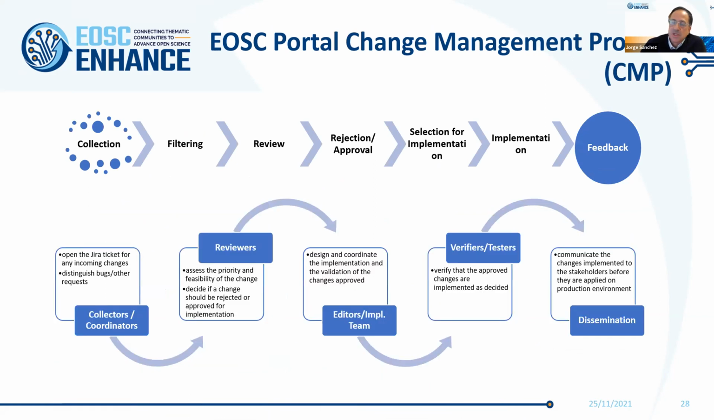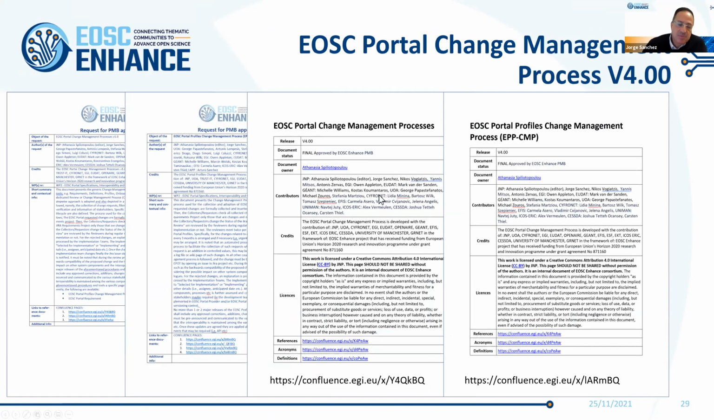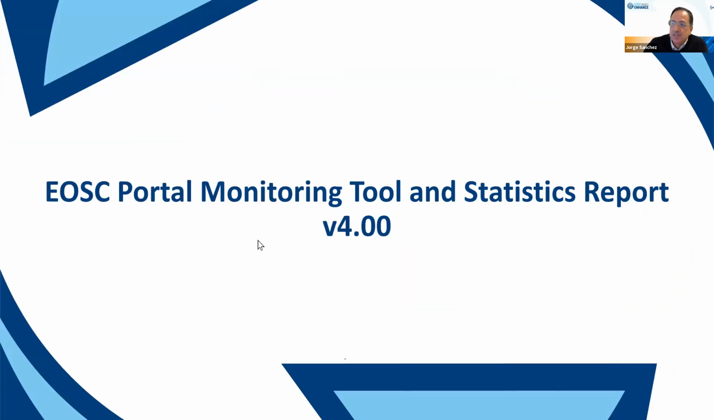This process includes all the steps for collection, filtering, review, rejection or approval, the selection for implementation and the actual implementation of that, and giving feedback to the original stakeholder that set this requirement. The management process has been devised for all the processes of the EOSC, but has also been specialized for specific aspects of it, including the changes on the profiles, which is significant because it plays a role in the interoperability and many, many other aspects.